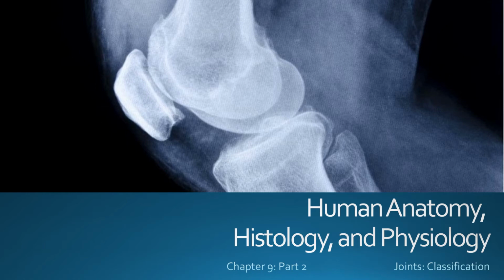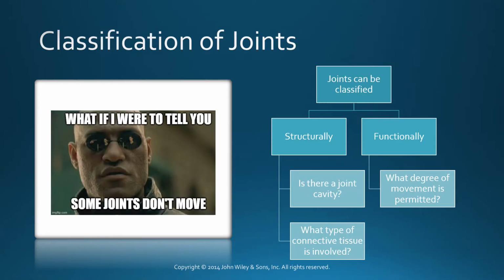This is a video where we are going to be looking at the classification of joints. Just like anything in the body, joints can be classified both structurally and functionally. Structurally, they are classified based on their anatomical characteristics, so pretty much how they look, what they're made of, that kind of thing. We're going to be looking at if there is a joint cavity and what type of connective tissue is involved.